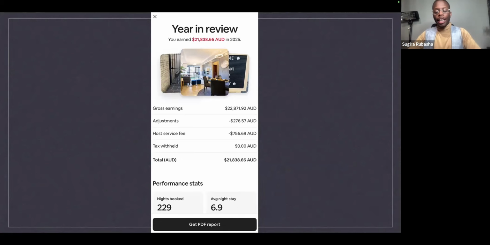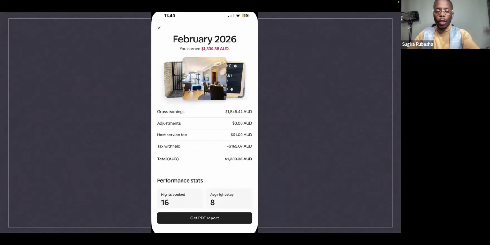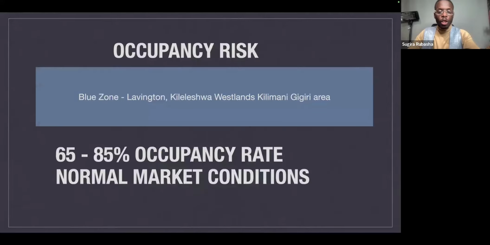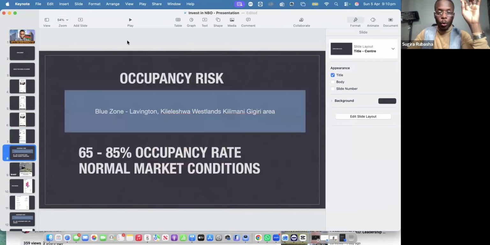Now let's get into the technicalities of exactly doing this. So if you can see here, January, $715 earned in January. February, for example, $1,330, right? You'll see Nyumbani, the one in Kenya. Oh, sorry, actually, that's in Australia. The first one, and the second one is actually the one in Kenya, right? So those are not mine specifically. Those are with our family.